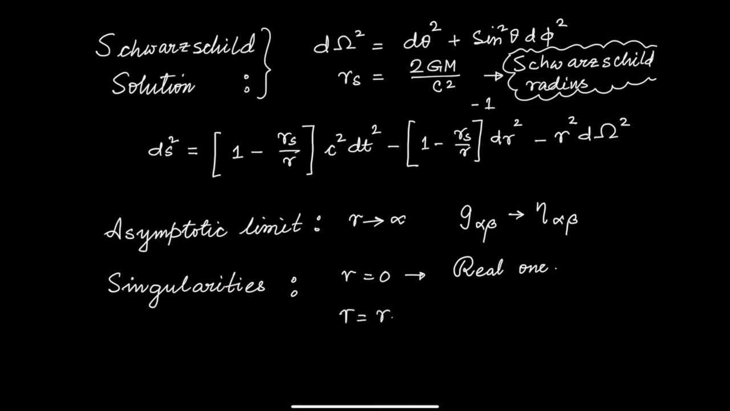At r equals to rs also, there is apparently a singularity, because if I put r equals to rs, then G11 becomes 1 by 0, which is not a very good thing to have. So this is an apparent singularity. I call it apparent because you can choose coordinate systems where you can show that this singularity actually does not exist. If you calculate the curvature scalars, not the Ricci scalar, but other curvature scalars, you will see that they are quite finite at r equals to rs. The Ricci scalar will be 0 because it's a vacuum solution.